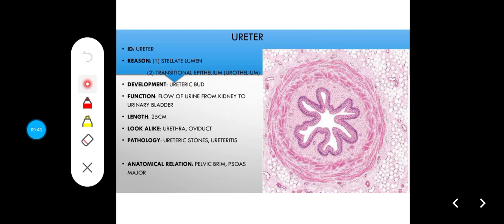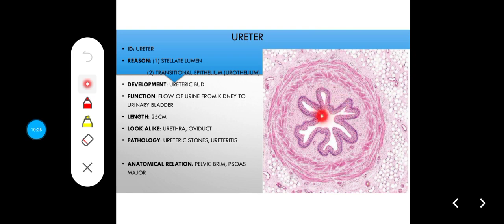So the ureter has three major layers of importance. The first layer is the mucosa, the next layer is the muscular layer, and the next layer is the adventitia. So these three layers will help you to identify the slide of the ureter. So this represents the epithelium of the ureter, the transitional epithelium or the urothelium. So refer back to earlier videos on epithelium to further understand how the transitional epithelium looks.